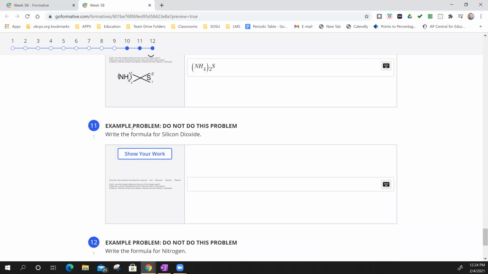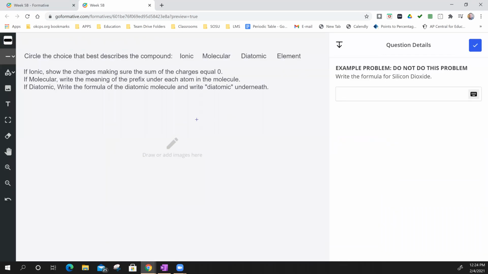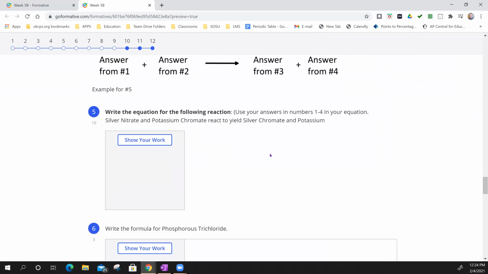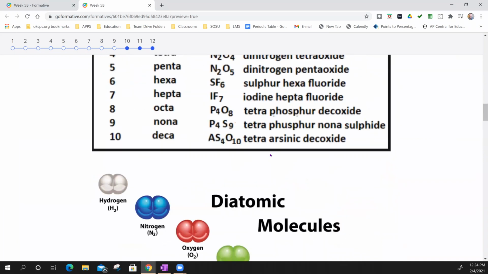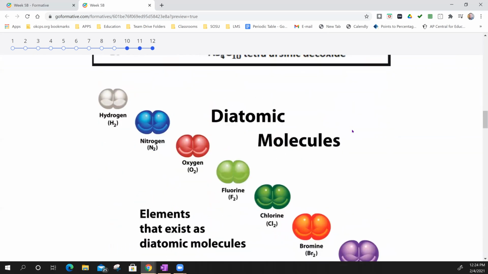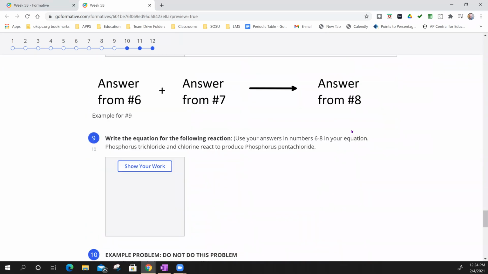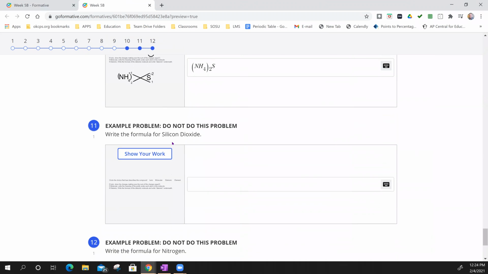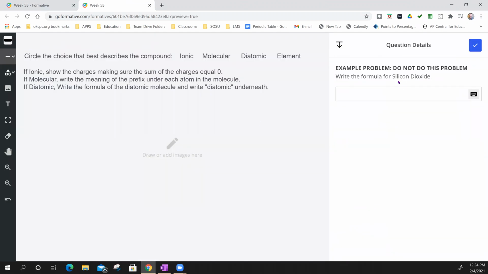The next one says, write the formula for silicon dioxide. So for silicon dioxide, you should recognize that it has a prefix. And if it has a prefix, then it is a molecule. And we can see here, the word di means 2. If you have only one of something, or if you don't have a prefix on the first name of a molecule, then there's only one of that. So what you're going to do is type in your symbols, Si and O.